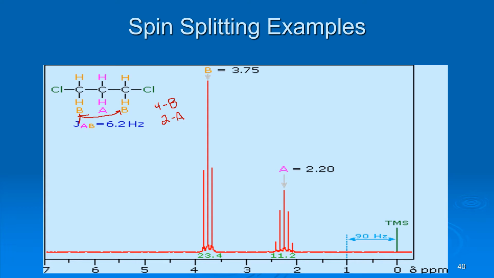Now, let's see about splitting. Hydrogens A, there's 2 of them, so they have an integration of 2, meaning the area under the curve will be equivalent to 2 hydrogens. But they're split by 4. There's 4 of them there. So n plus 1 will equal 4 plus 1, or 5. So we expect this to be a pentet, or a 5 peak. So here we see it: 1, 2, 3, 4, 5.